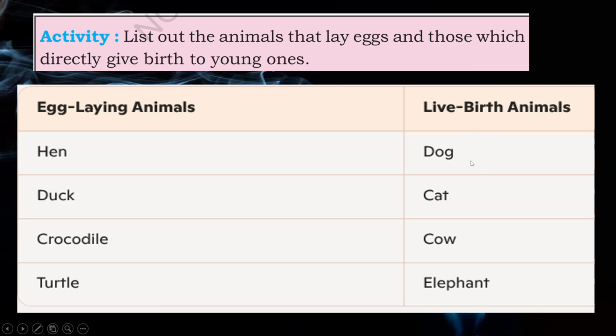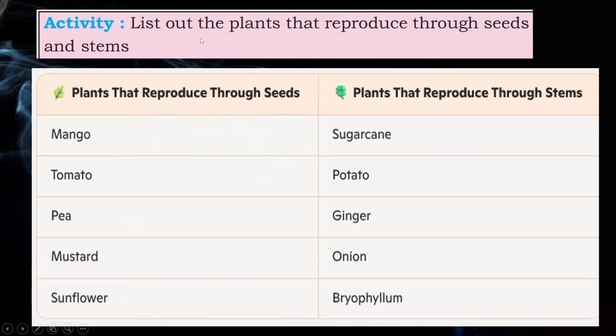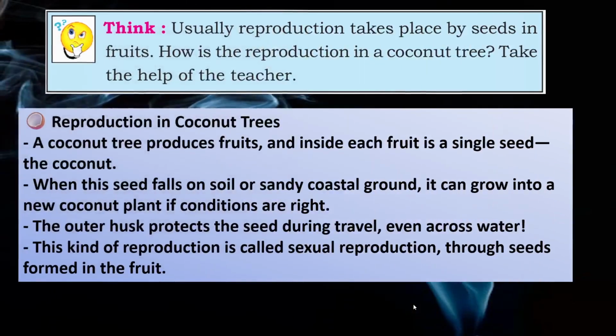Giving birth animals: dog, cat, cow, elephant, human being. Activity: List out the plants that reproduce through seeds and stems. Plants that reproduce through seeds: mango, tomato, pea, mustard, sunflower. Plants that reproduce through stems: sugarcane, potato, ginger, onion, bryophyllum.